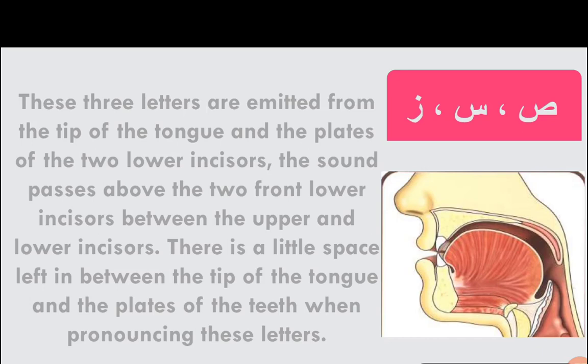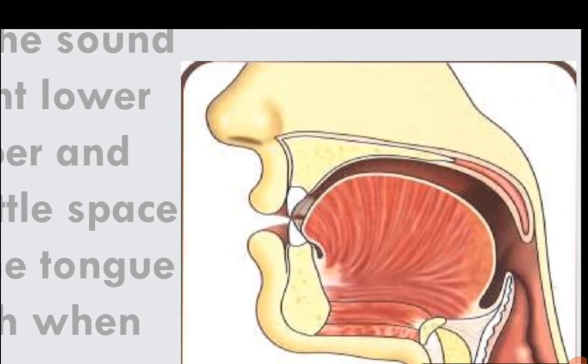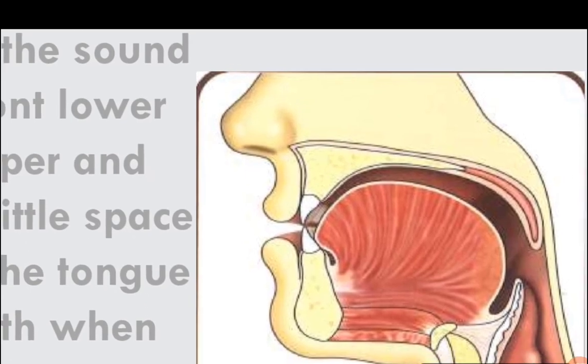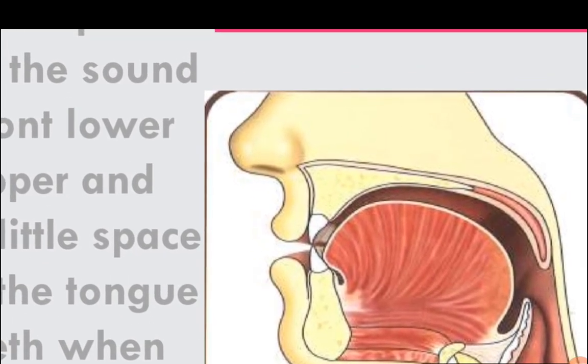Sa, and Zay. The tongue should be touching, as you see here, the tip of the tongue should touch the inner axis of the lower front incisors. Okay, this is very, very important.